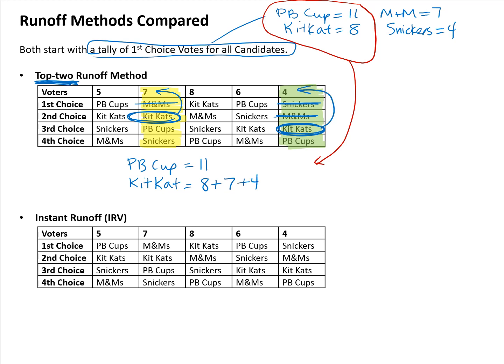So now it looks like we've got everyone. We've redistributed M&Ms and Snickers. Let's double check. If I add up Kit Kats, 8 plus 7 plus 4 is 19. 11 plus 19 is 30. And remember, we have 30 kids, so all kids have now voted, either with their first choice, second choice, or third choice. And the winner is the one who went over 50%. Remember, there's 30 kids, so 50% is more than 15. So Kit Kats has more than 15, so they are the winner of the top 2 runoff.